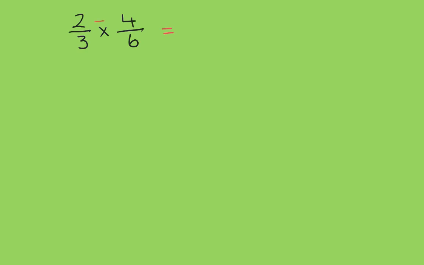Okay, so multiply across the top, multiply across the bottom. 2 times 4 over 3 times 6. That gives us 2 times 4, which is 8, over 3 times 6 is 18. So that's a correct answer.